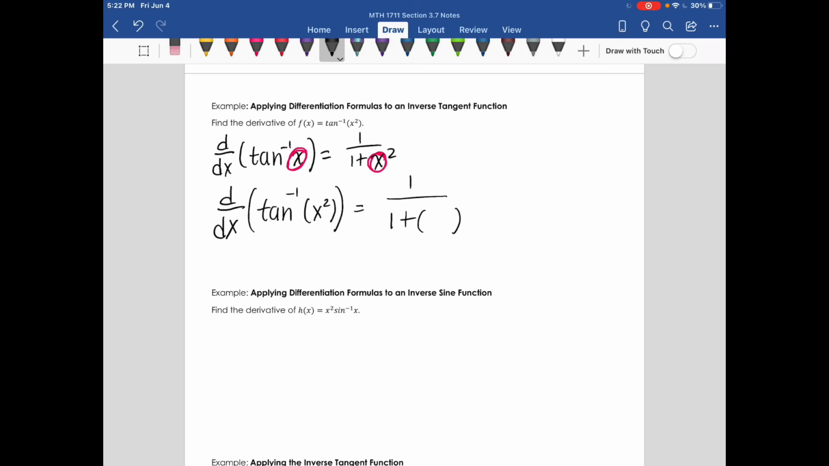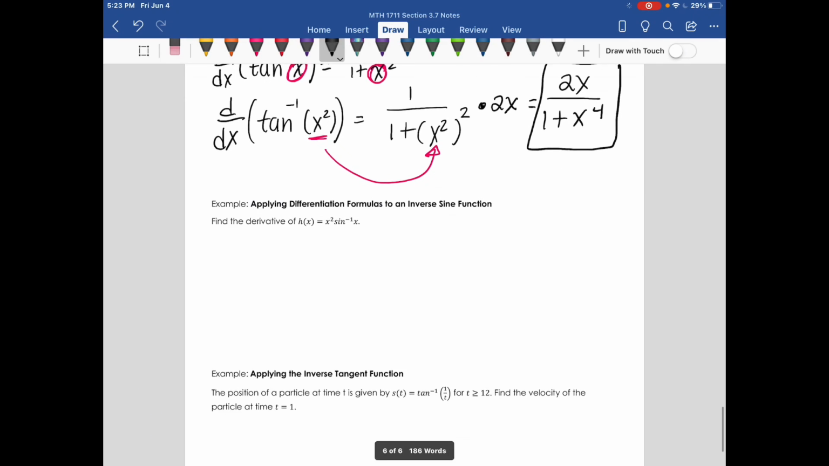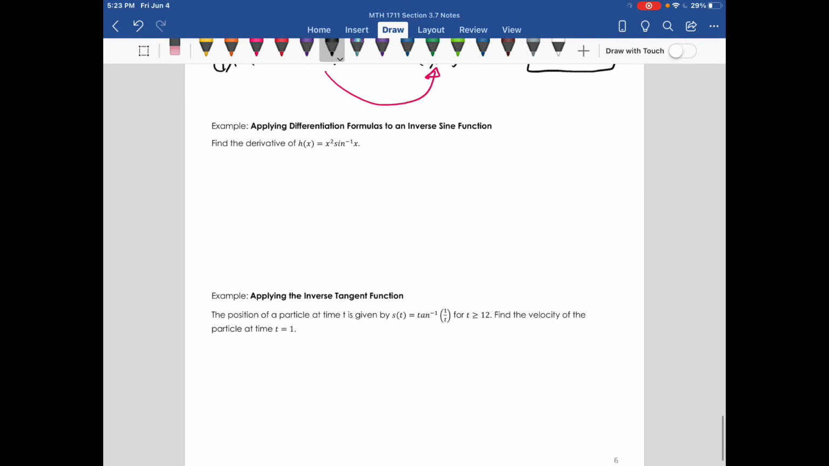So the derivative with respect to x of tangent inverse x squared is going to be 1 over 1 plus, and then in parentheses is my inner function, which is x squared, and then I have to square it. So this is what I'm subbing in here. And then by the chain rule, I have to multiply it by the derivative of the inner function, which is 2x. And when I clean that up, I get 2x over 1 plus x to the fourth. So this is my final answer of the derivative of inverse tangent x squared.